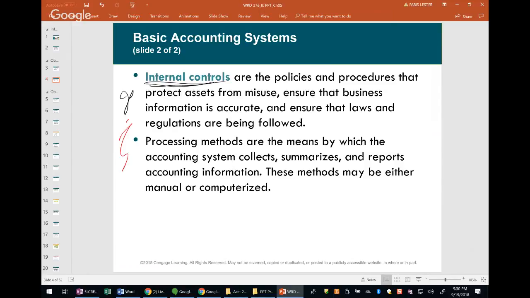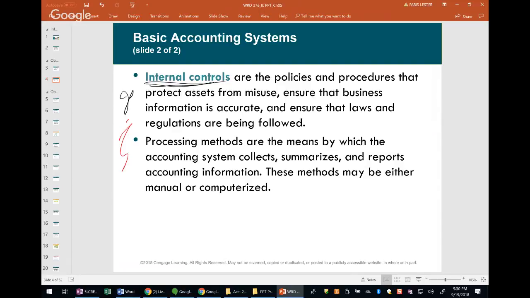All right, internal controls protect your assets. Now, how many of you work somewhere? How many of you handle money where you work? How trusted are you? All right. Where do you handle money at? Where do you work? Papa John's.